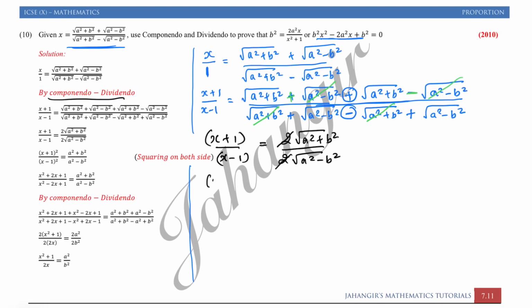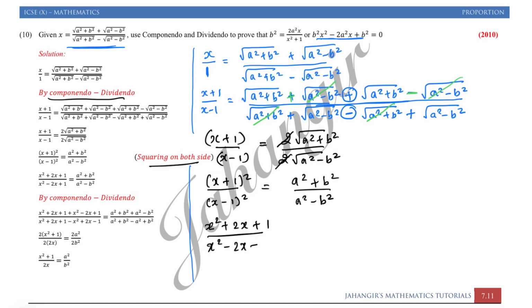We have to square on both sides. Squaring on both sides, I will get (x plus 1) whole square upon (x minus 1) whole square is equal to (a square plus b square) upon (a square minus b square). Now putting the identity, (x square plus 2x plus 1) upon (x square minus 2x plus 1) is equal to (a square plus b square) upon (a square minus b square). Now again we will do componendo dividendo, that we can write on the next page.